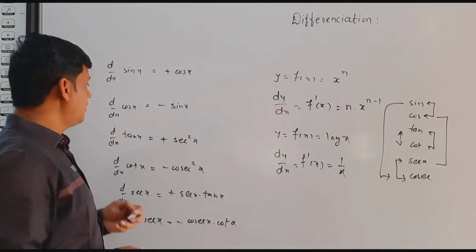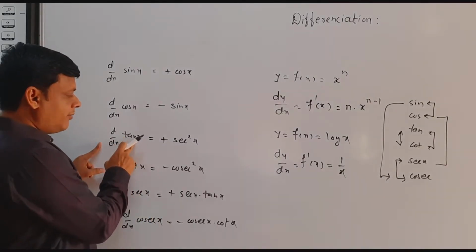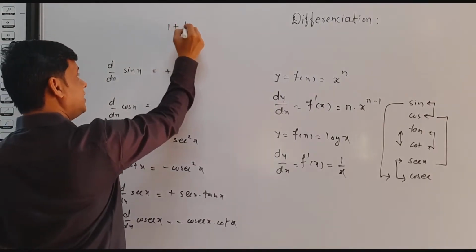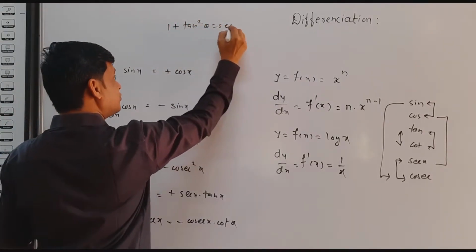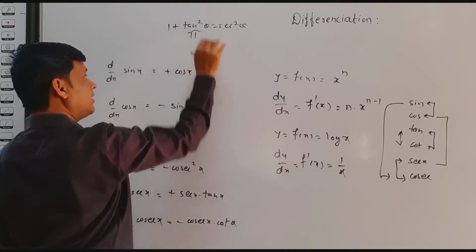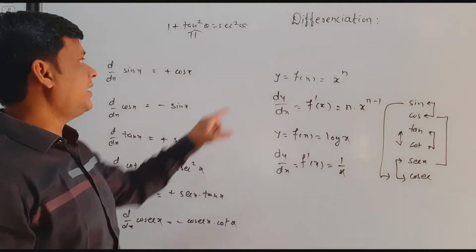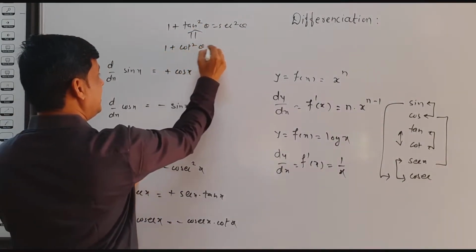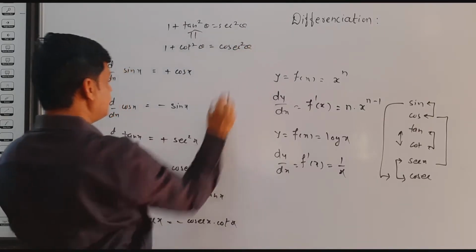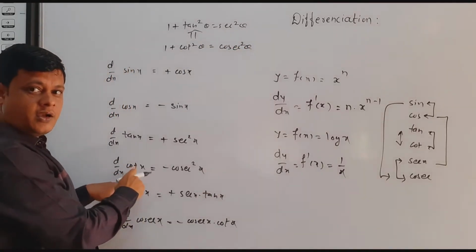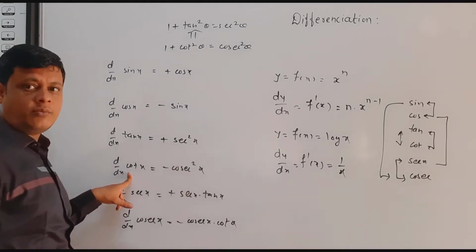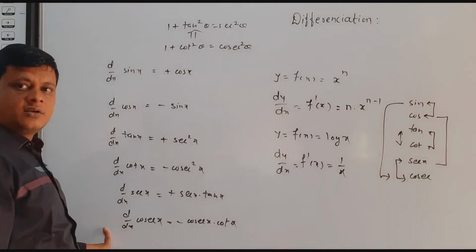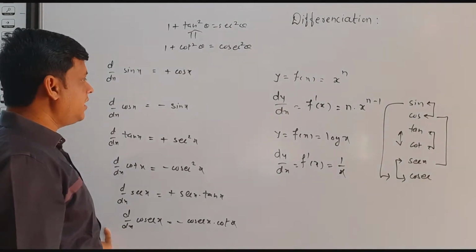And one more: the derivative of tan is sec square x. For that, remember the identity 1 plus tan square theta is equal to sec square theta. From that you can recall the derivative of tan is sec square. Similarly, 1 plus cot square theta is equal to cosec square theta, so from that you can remember the derivative of cot is always in terms of cosec square. In this way you remember these 6 standard trigonometric function derivatives.